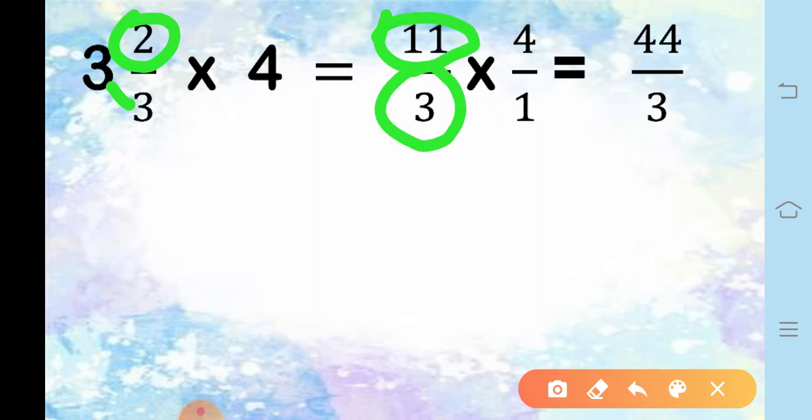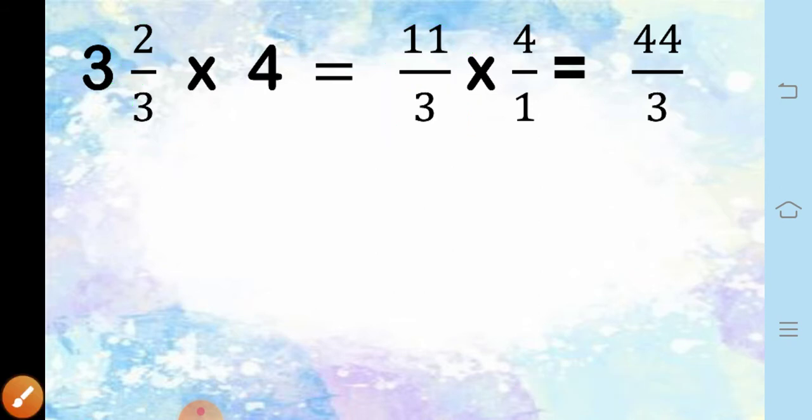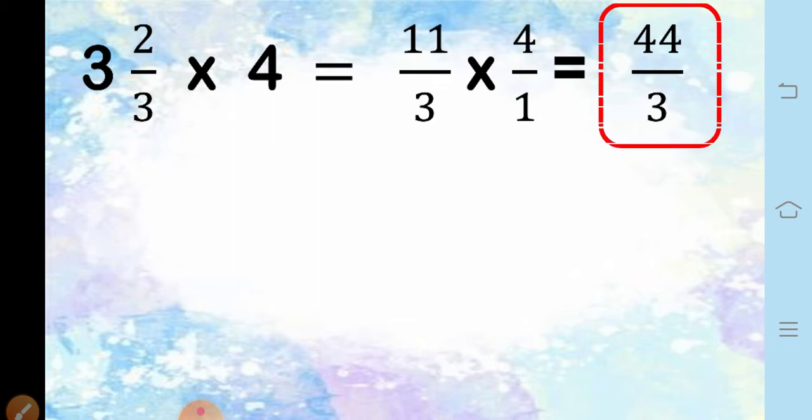11 all over 3. Bakit? Kasi nga we copy the denominator. And then 4 over 1, kasi nga 4 is a whole number and it has its denominator, which is 1. So 11 times 4 is 44, and then 3 times 1 is 3. So we get 44 over 3 as our final answer.